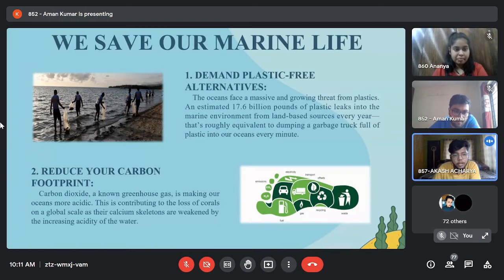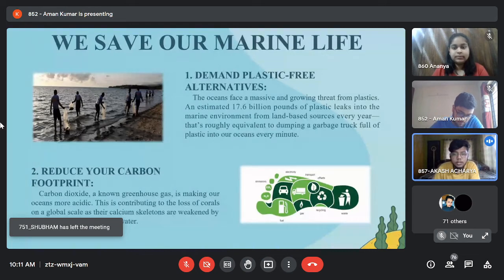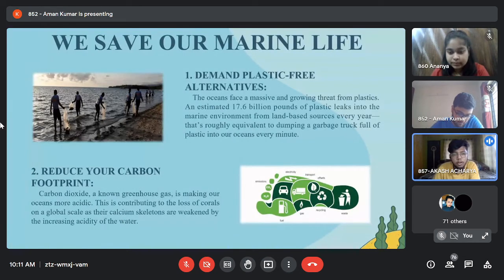Reduce your carbon footprint. Carbon dioxide, a known greenhouse gas, is making our ocean more acidic. This has contributed to loss of coral on a global scale as their calcium skeletons are weakened by the increasing acidity of the water. You can reduce your carbon footprint by adopting some of these simple measures. Ride a bike, walk, or use public transportation rather than driving a car.